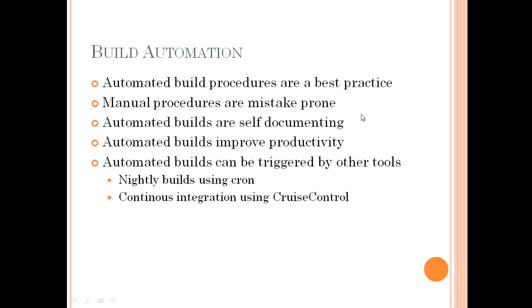What do we mean by build automation? Automated builds are a best practice. Somebody makes a change, and at a button click I should be able to take the build, test it, and give feedback: how good is this change? Automated builds improve productivity, which is a valid point. You can also trigger automated builds from other tools. If you are on a Linux machine, there is cron, which is used for scheduling. You can use it with crontab to run nightly builds, or you can use continuous integration tools like CruiseControl, Hudson or Jenkins to trigger the builds.